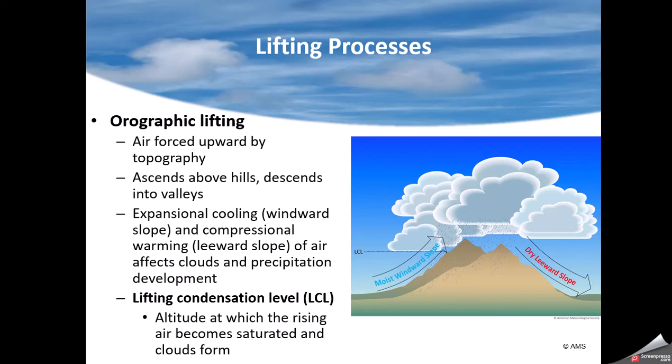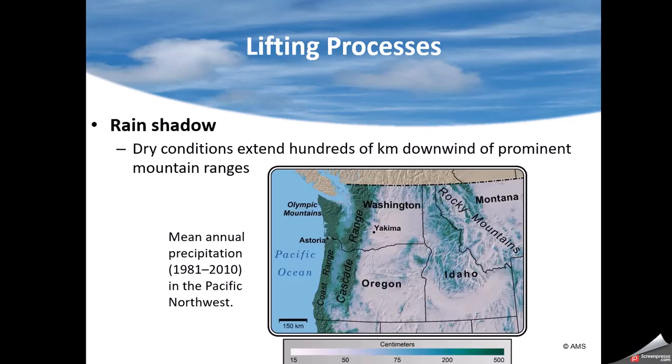Orographic lifting, the mountains can do it. And if you reach a lifted condensation level, we're going to talk more about that in convection. That's the level where the moisture saturates the air, becomes saturated, and all of a sudden it starts following the moist adiabatic lapse rate, and that can change everything.